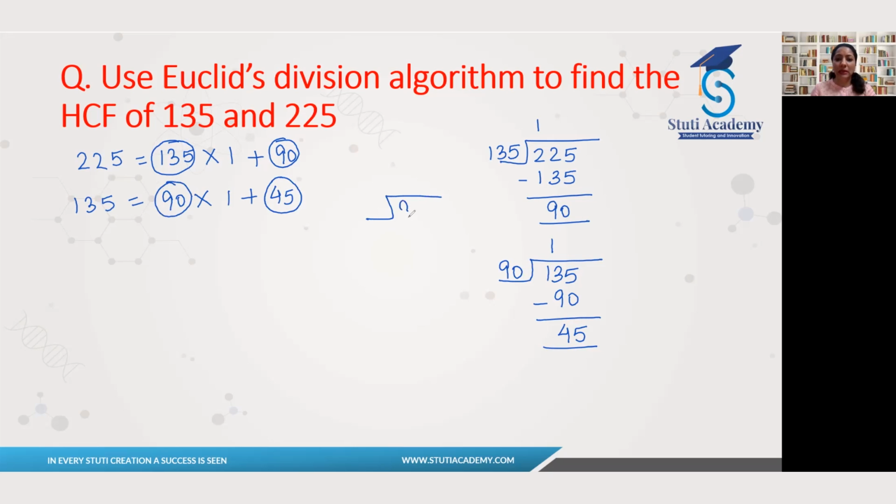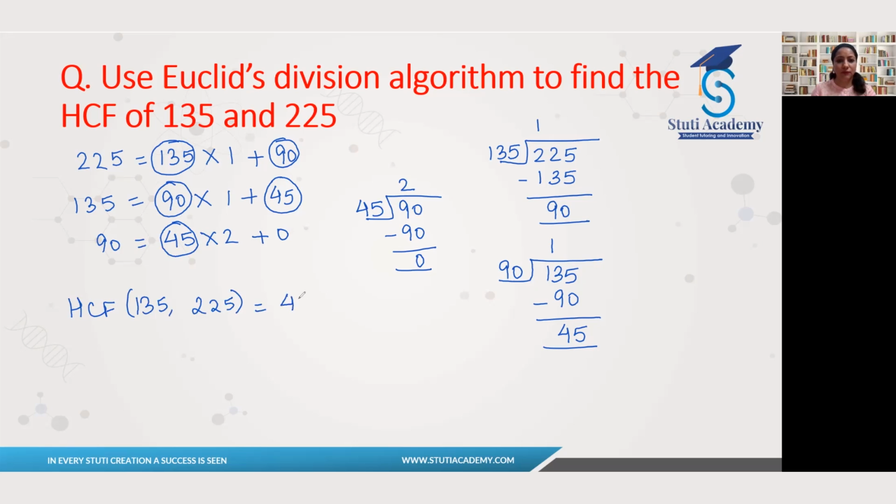So we are going to divide 90 by 45 and this is going to go two times and we'll have 90 here. Finally, we have the remainder 0. So we will again write this as 90 is equal to 45 into 2 plus the remainder, that's 0 in this case. So the divisor at this step where the remainder becomes 0 would be the HCF of the given numbers. So the HCF of 135 and 225 would be 45.